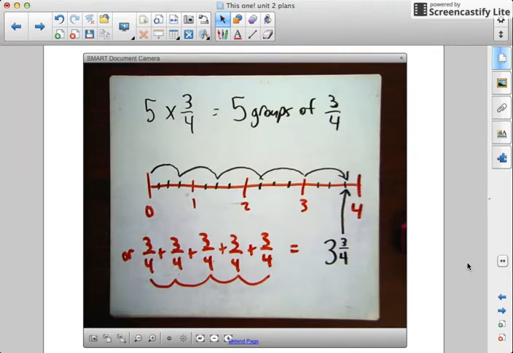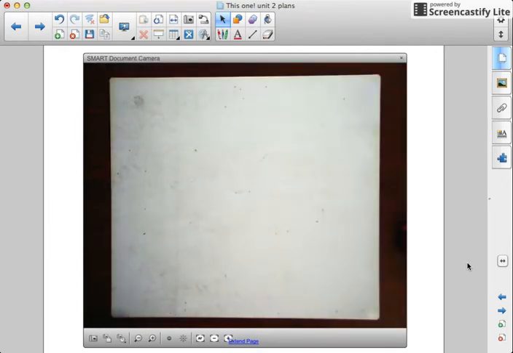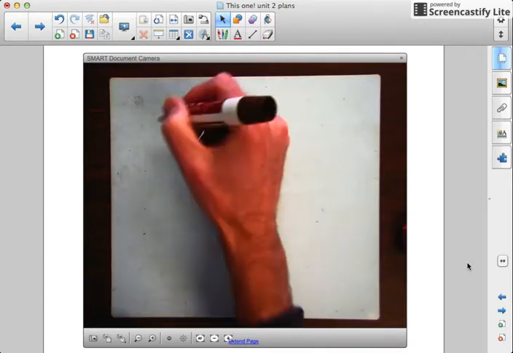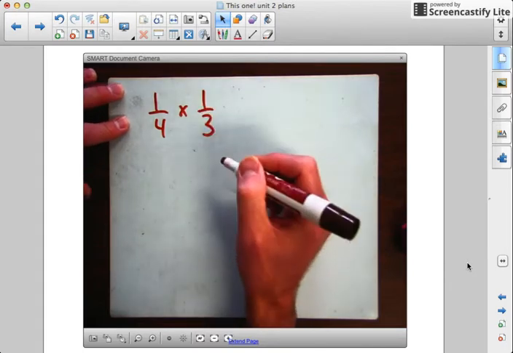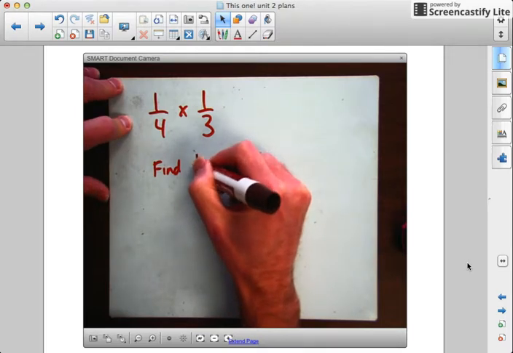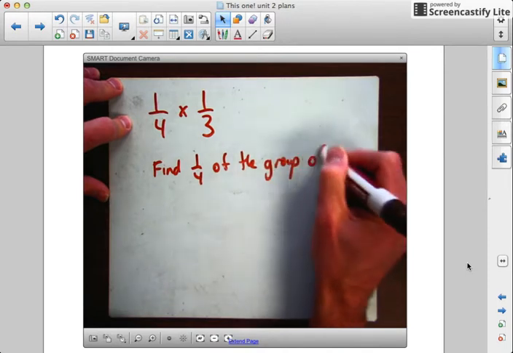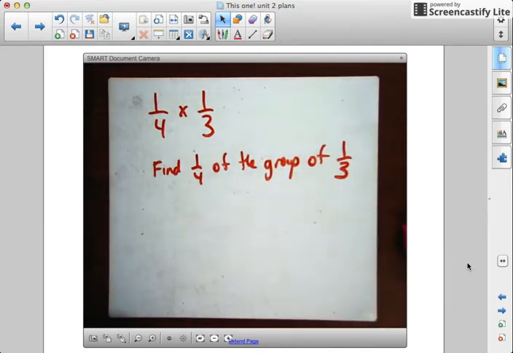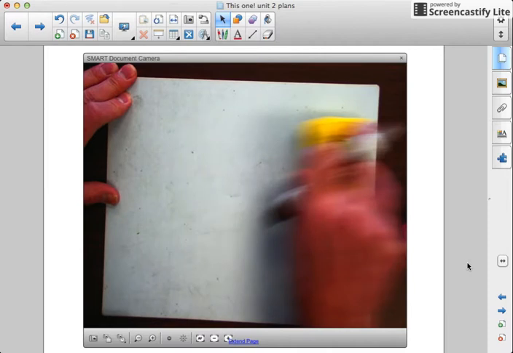Now this changes slightly when we go to multiplying a fraction by a fraction. So if we had, let's say, 1/4 times 1/3, the language we use is you want to find 1/4 of the group of 1/3. So we want to find out what 1/4 of that 1/3 is. So let's just start by doing one example using the fraction blocks.